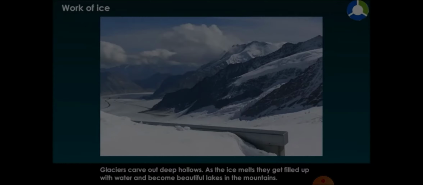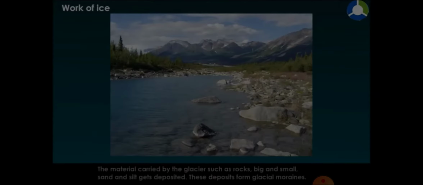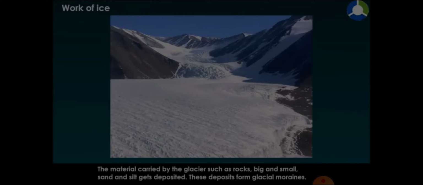Glaciers are rivers of ice which also erode the landscape by bulldozing soil and stones to expose the solid rock below. Glaciers carve out deep hollows. As the ice melts, they get filled up with water and become beautiful lakes in the mountains. The material carried by the glacier, such as rocks, big and small, sand and silt, gets deposited. These deposits form glacial moraines.